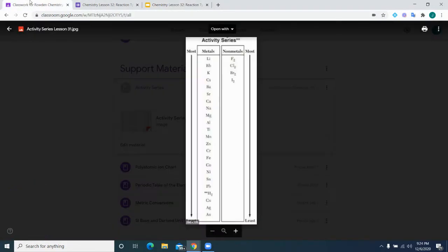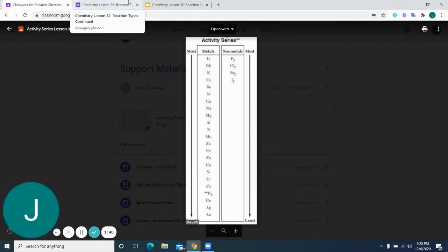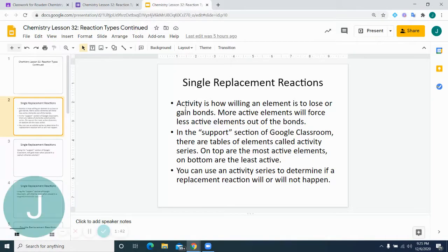So if you look at this activity series we have, up top are the most active. These will always force any of the metals below them out of bonds. So if gold is bonded to something and lithium comes along, lithium's going to kick out gold and lithium will take over the bond. And then when the nonmetals are competing, we just have four halogens for now. If iodine is in a bond, then fluorine will kick out iodine. So whatever's on top will win. It's pretty much the whole point of the activity series.